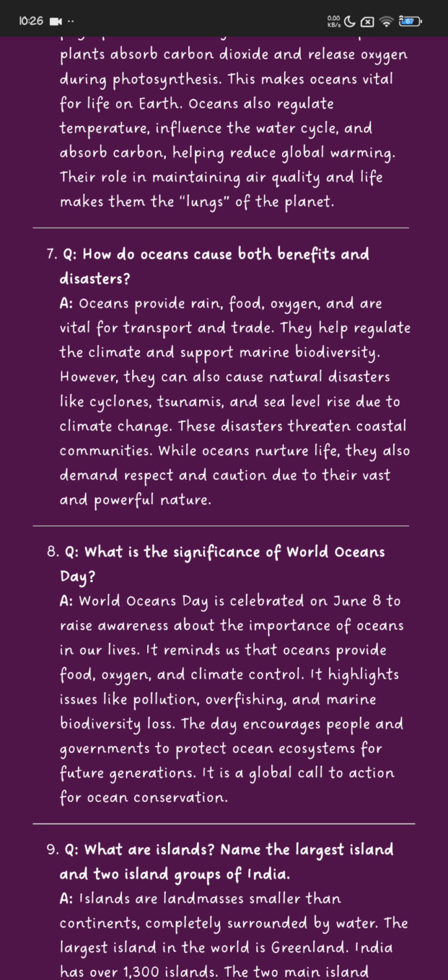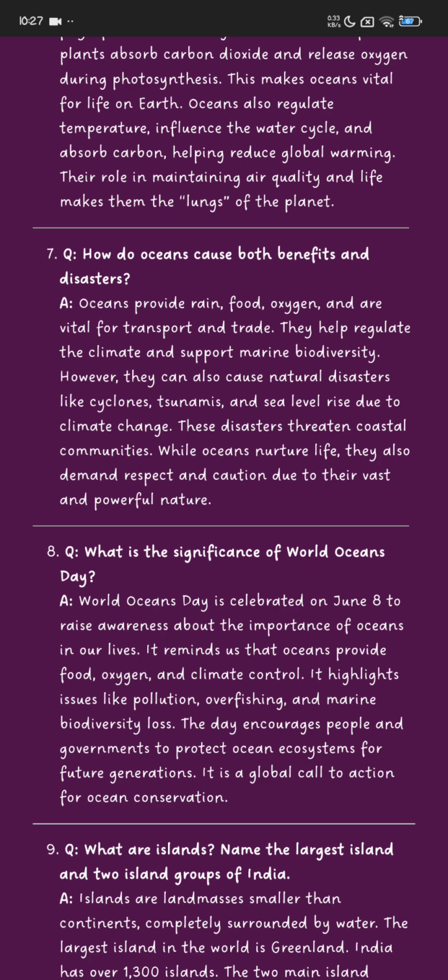However, they can also cause natural disasters like cyclones, tsunamis, and sea level rise due to climate change. These disasters threaten coastal communities while oceans nurture life. They also demand respect and caution due to their vast and powerful nature.